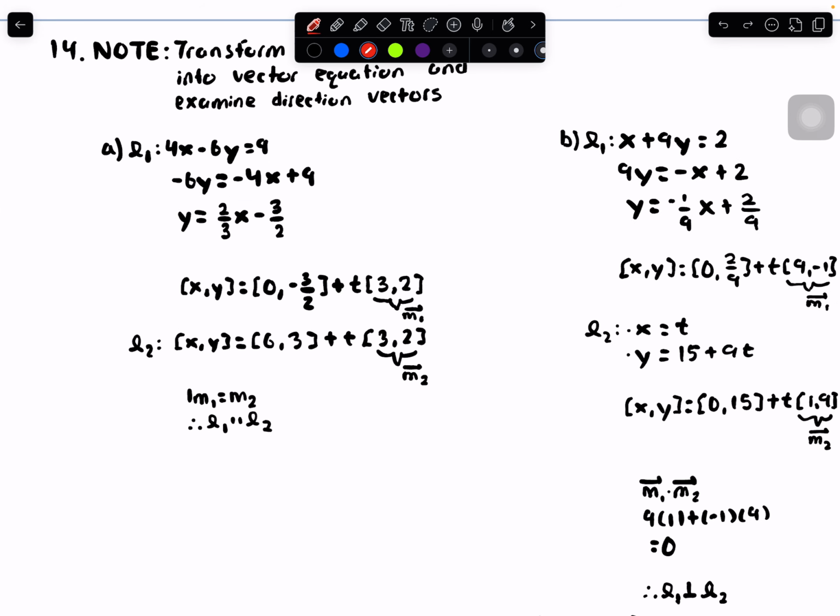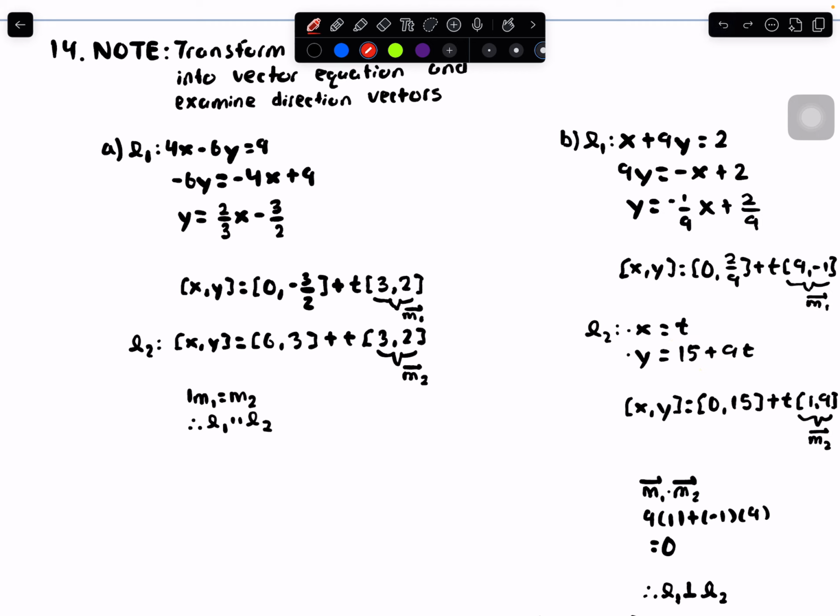For x, there's no number in front, meaning it's going to be 0 as the x component of the position vector. There's a 15 out here, so that's going to be the y component of the position vector. There's a component of 1 in front of the t for x, and there's a component of 9 in front of the t for y, so it's 1, 9.